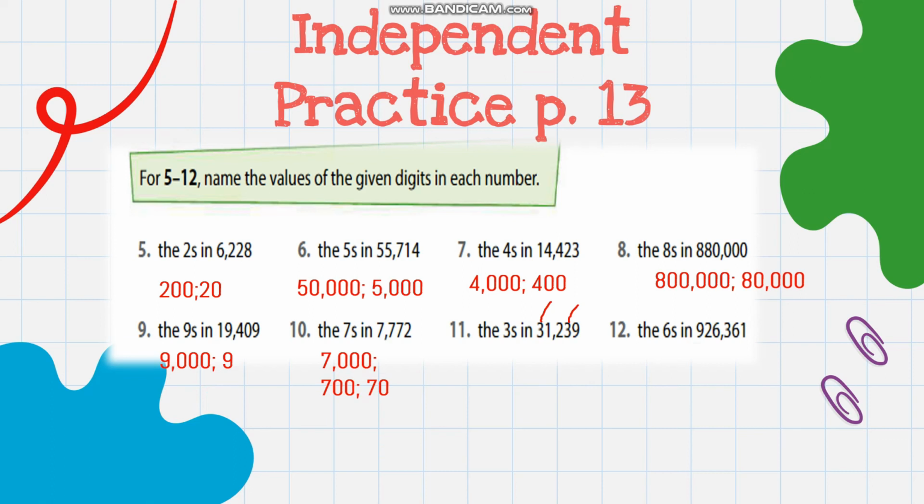So 3 multiplied by 10 is equivalent to 30. Next, the digit 6 in 926,361. So the first 6 is in the thousands place. So 6 multiplied by 1,000 is equivalent to 6,000. And the other one is in the tens place. So 6 multiplied by 10 is equivalent to 60.